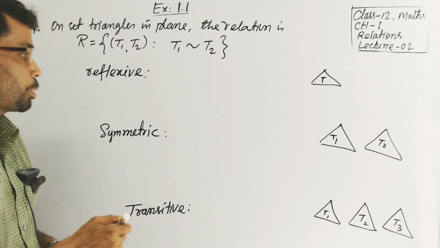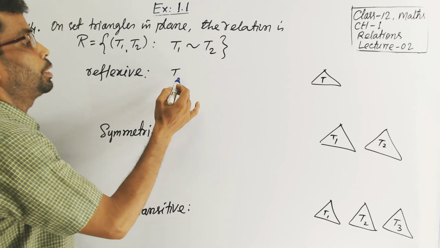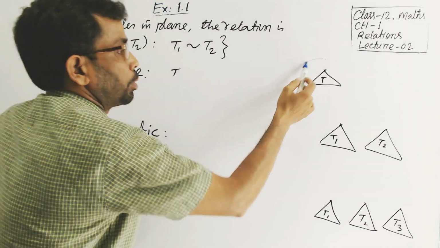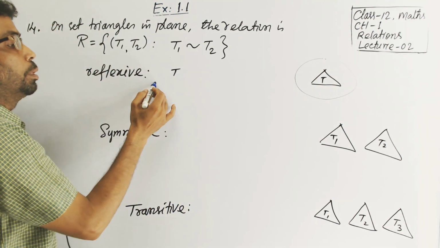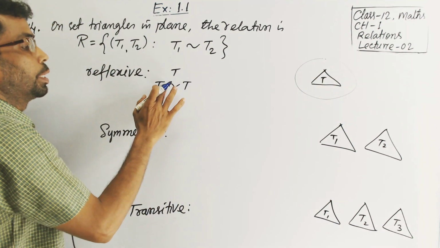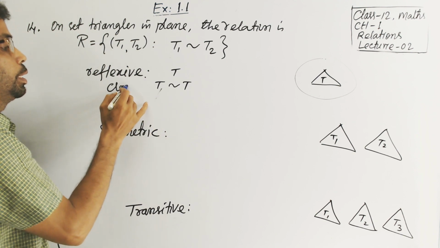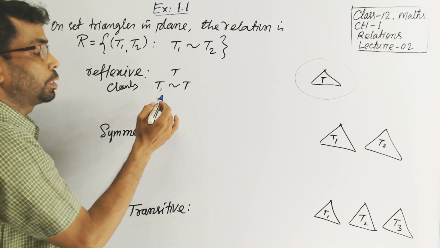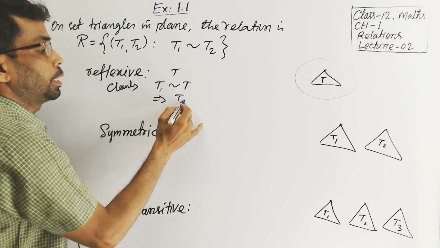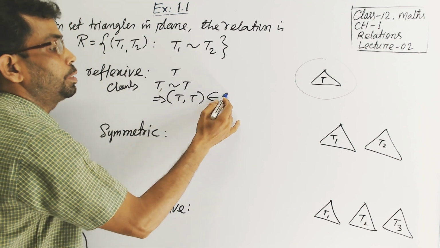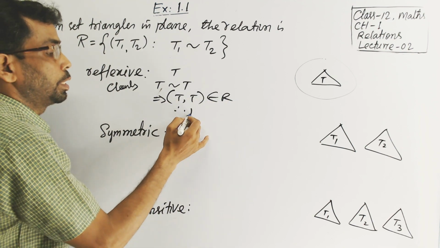To explain reflexive, consider one triangle T on a plane. I have drawn the diagram, and we know every triangle is similar to itself. Clearly, every triangle is similar to itself. Therefore, we can say the triangle with itself making the pair is in the relation, and hence the relation is reflexive.